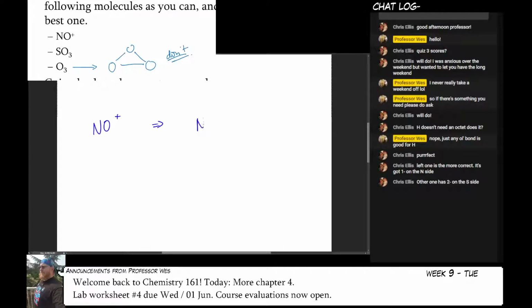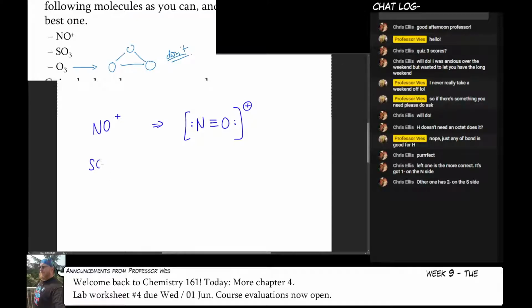So, when we drew the Lewis structure earlier for NO, we got this. And this is the only Lewis structure that we can do, because I can't possibly put more than 8 electrons on nitrogen. So, this one's just sort of how it is.